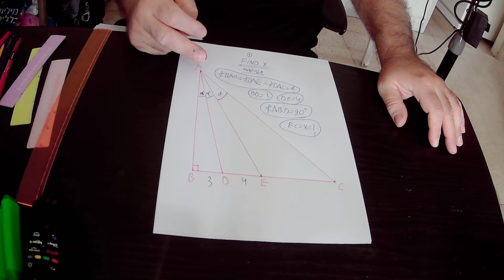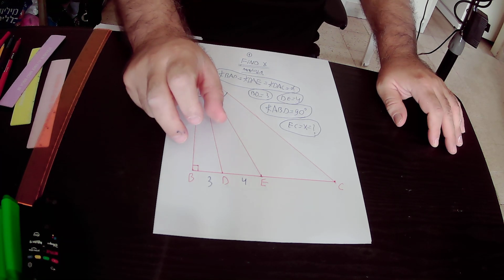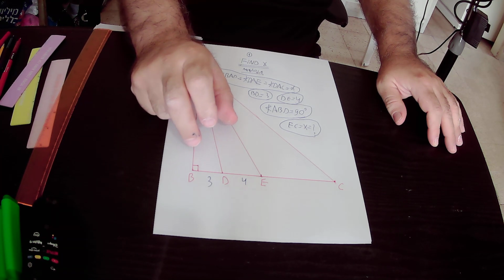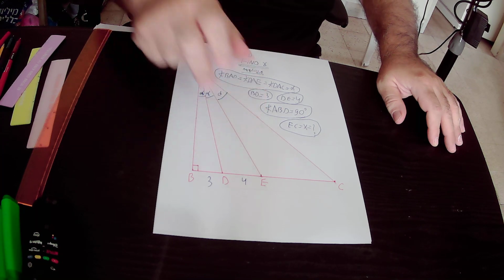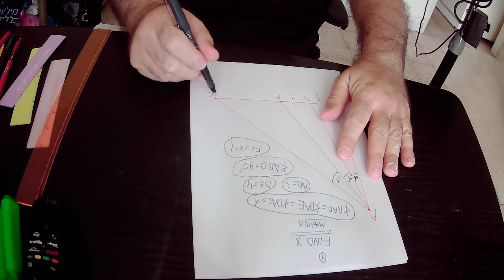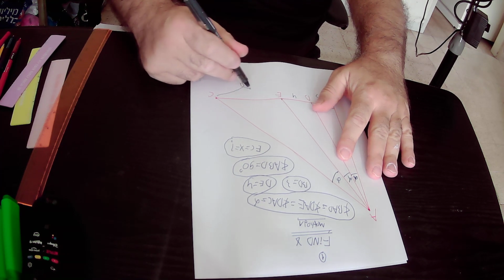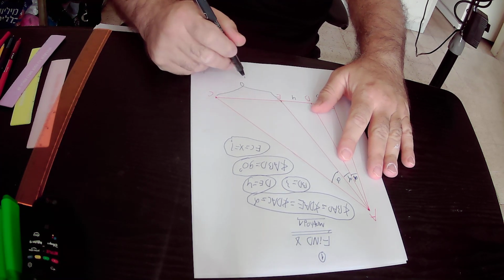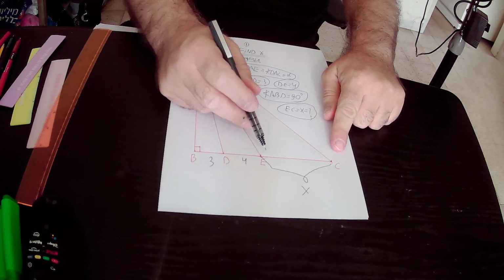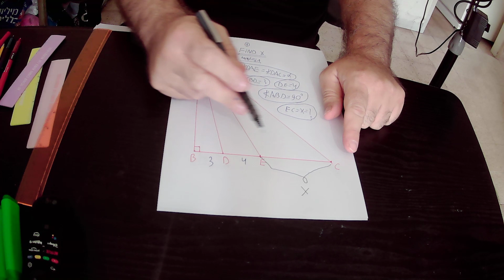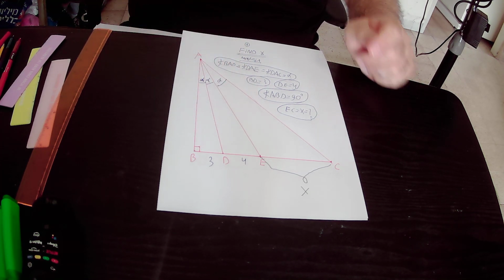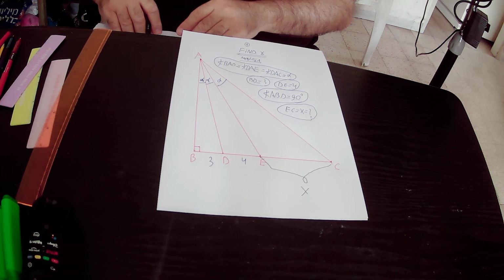And we also know that side BD equals 3 units, side DE equals 4 units, and we want to find out the value of EC, that is to say x. We are looking for the value of EC that equals x. Okay, so first of all I will present to you the angle bisector theorem.